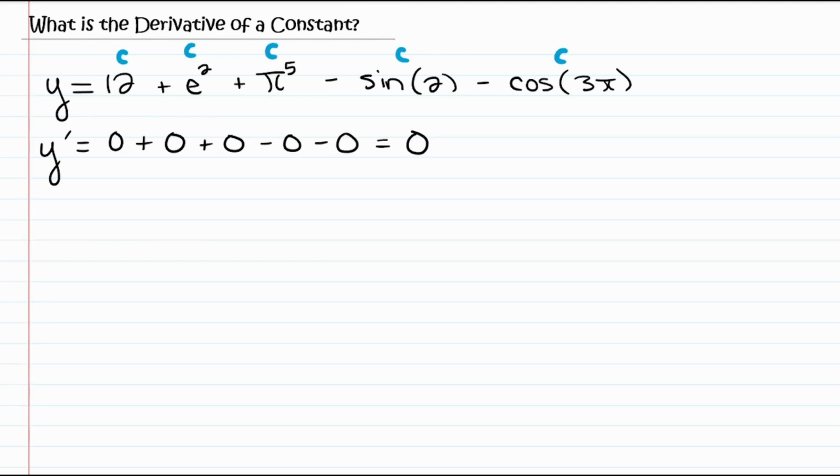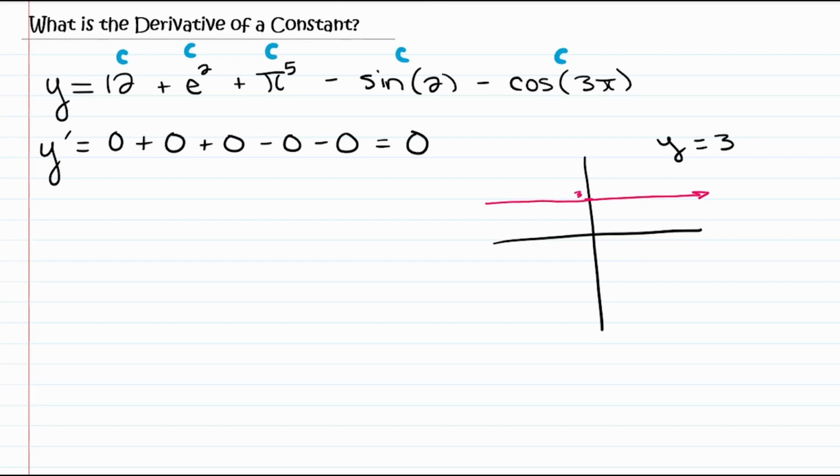Let's talk a little bit about why it works out that way. If we think about the graph of a constant value, right? So say we have something like y equals 3, right? So let's say that here's 3, so we have this line, and this line is y equals 3, right? Well, remember what derivatives mean. They are the instantaneous rate of change, right? This is like the slope.